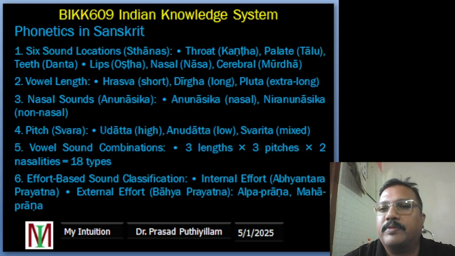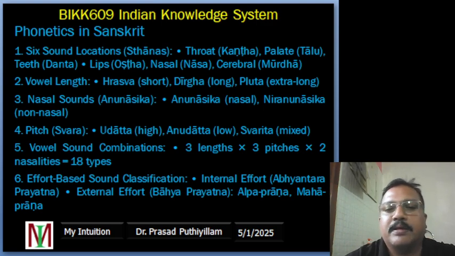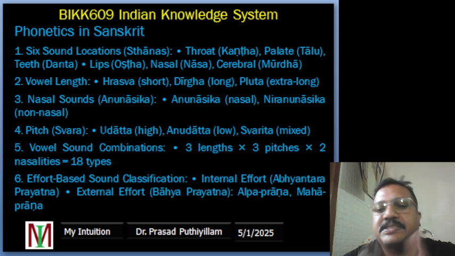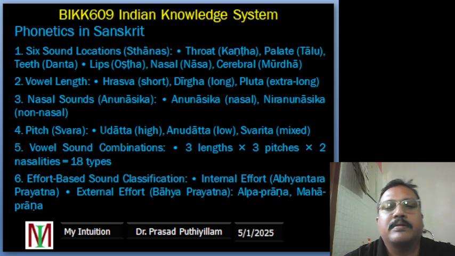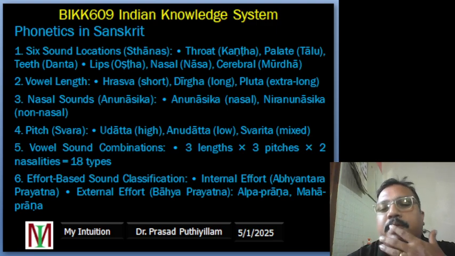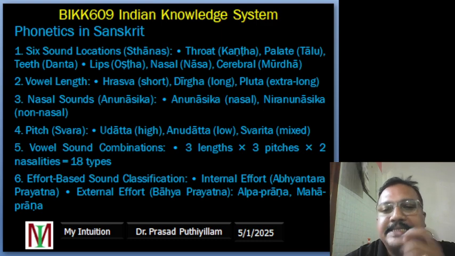The 6 sounds, or the sound locations, the sthanas. Panini identified 6 precise places in the mouth, and even the head, where the sounds come from. First, the throat, the kantha, like the sound a, which comes from deep in the throat. Or the palate, the talu, like the sound cha, which is produced at the top of the mouth. Then comes the teeth, the danta, like the ta, where the tongue touches the teeth.